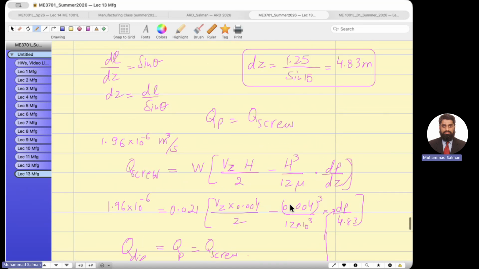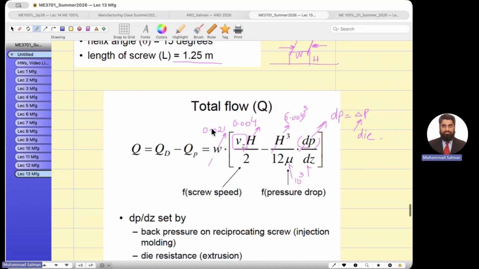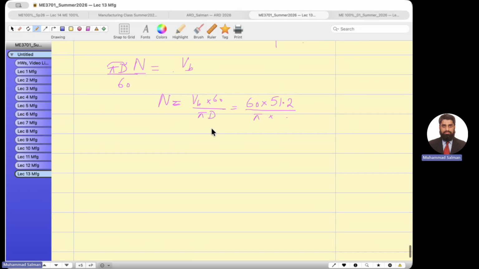The diameter of the barrel is how much? It is 28. The diameter of the barrel is 28 millimeters. So let's keep it in millimeters. In the numerator is millimeter, denominator as well. So the right answer is 35 revs per minute. Please note it down.